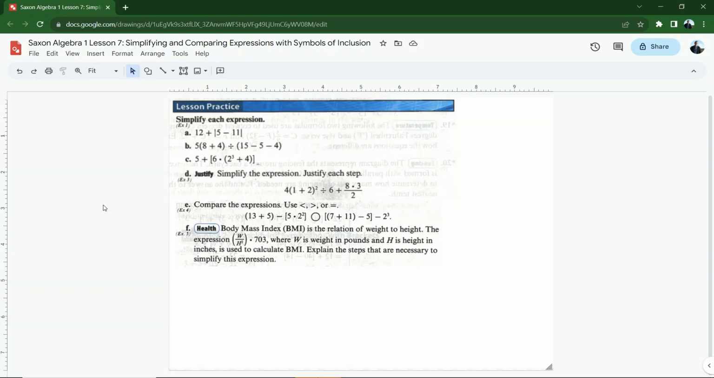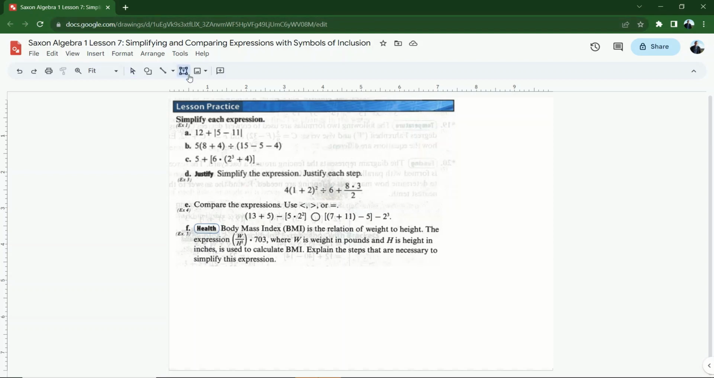So all of those count as symbols of inclusion, and you have to be ready to use order of operations, working what's inside those symbols first before doing operations outside those symbols. And then once you get to the operations outside the symbols of inclusion, you have to also be ready to follow order of operations as you continue to simplify expressions. The other thing I'm going to mention is that within symbols of inclusion, you have to use order of operations. We're going to be talking about that in some of these as well.